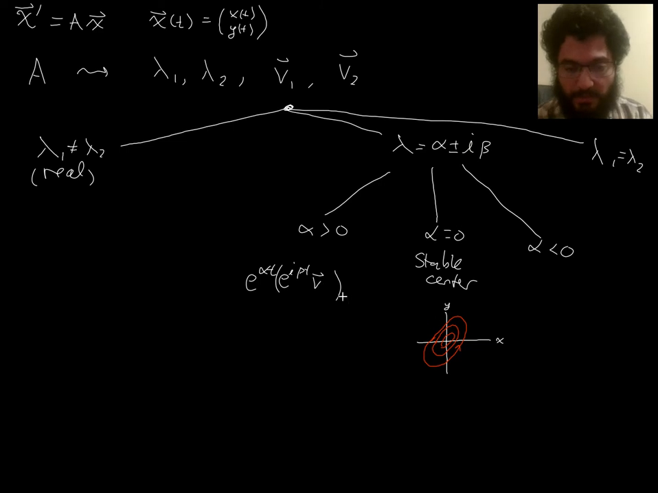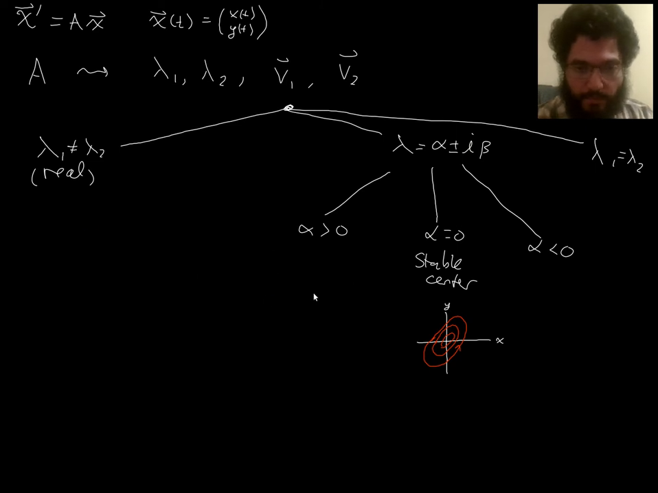So it's the same thing, but with an overall e to the alpha t, this time with alpha not being 0. So if alpha is greater than 0, then this is exponential growth sitting out in front. And if alpha is less than 0, then what you've got is exponential decay sitting out in front. So exponential growth, this would be an unstable spiral. And exponential decay here gives us a stable spiral.